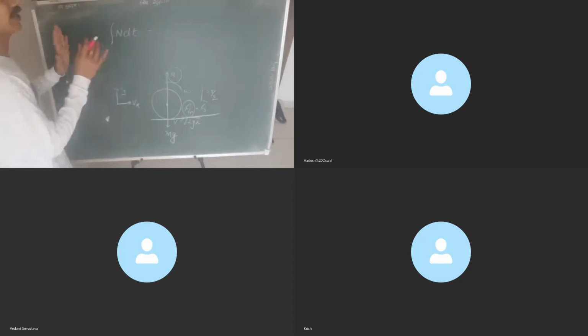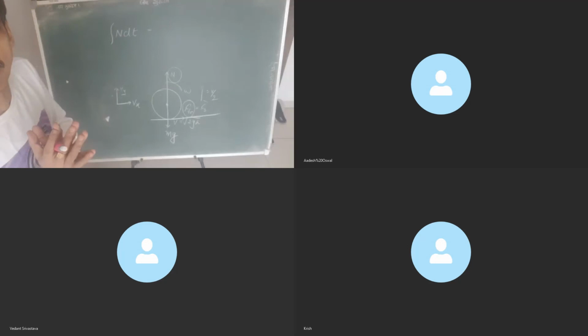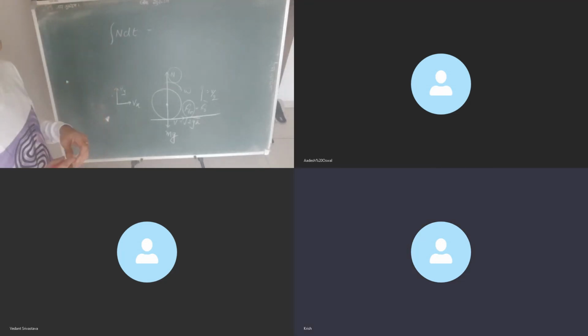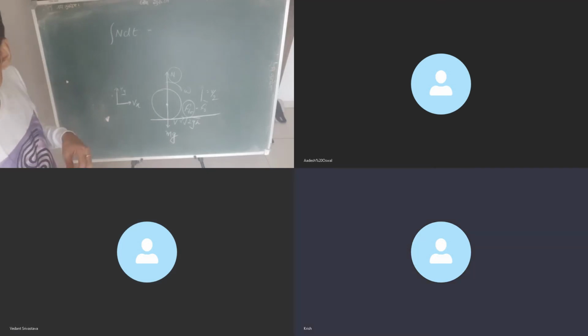if I'm not going for summation, then I'm talking of small change. If I'm going for summation, then I'm talking of before event, after event. Is it okay? What is the event over here? Collision. Correct.